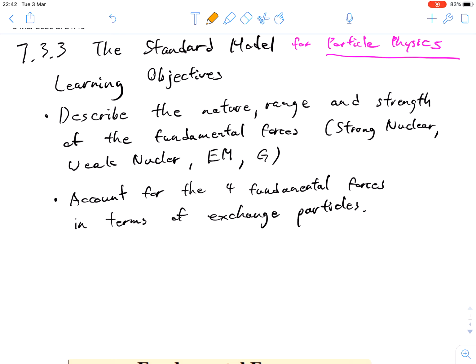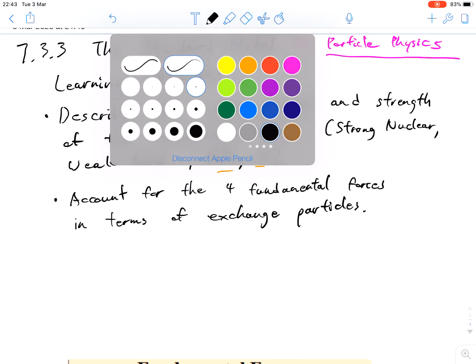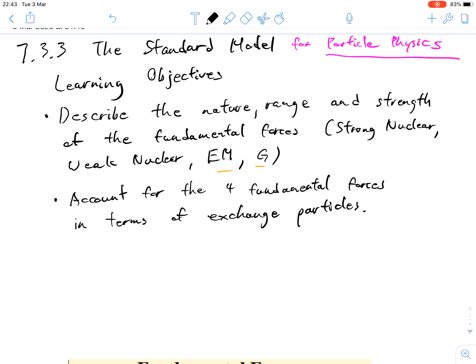The learning objectives for today are to look at the nature, range, and strength of the fundamental forces, which include the strong nuclear, weak nuclear, and the electromagnetic and gravitational forces. Then we have to look at the exchange particles between those fundamental forces.